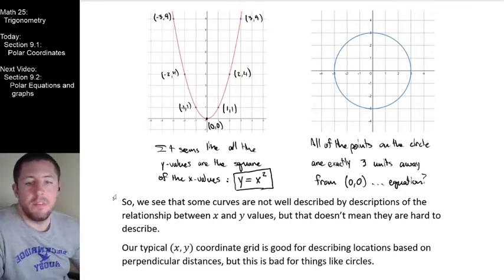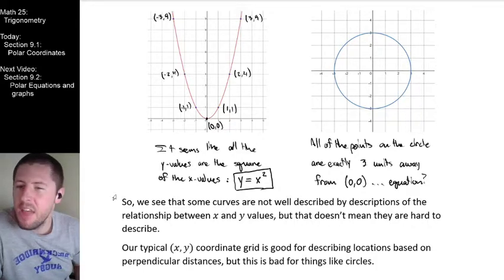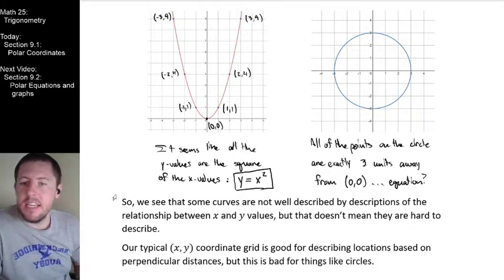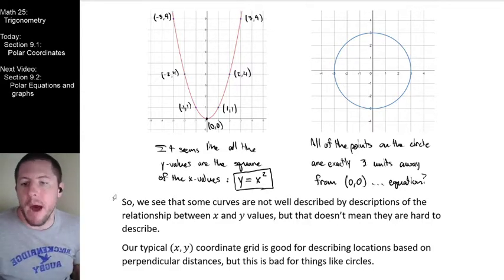So we see that some curves are not well described by descriptions of the relationship between the x and y values, but that doesn't mean they're hard to describe. This is an easy to describe shape. I just can't really describe the relationship between the x and y values. That's the hard thing. This is saying it's easy to verbally describe this. It's hard to force this into the XY coordinate box right there.